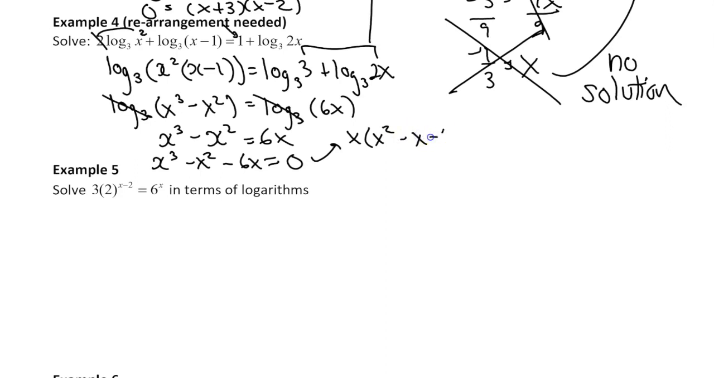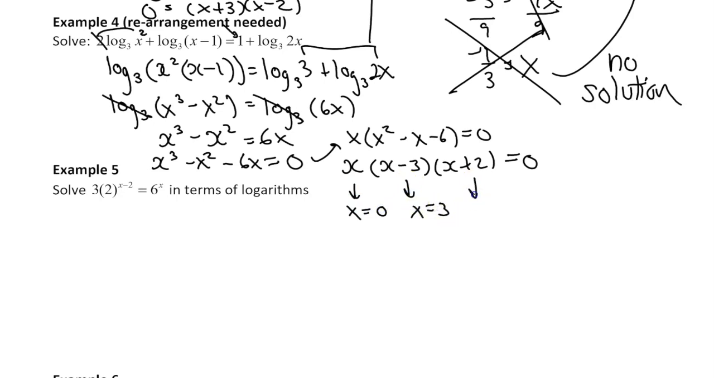x minus 6, and that would give me x minus 3, x plus 2. And so then I would get a solution of x equals 0, x equals 3, and x equals negative 2. So you go up, you do your checks, you know that x couldn't be 0, and x couldn't be negative 2. So your only solution would be x is equal to 3.